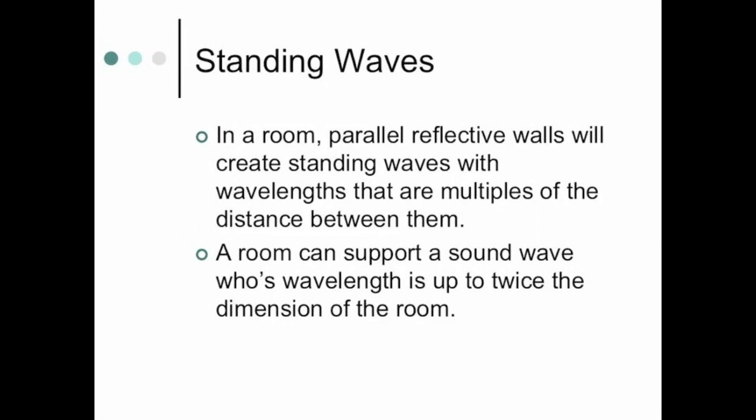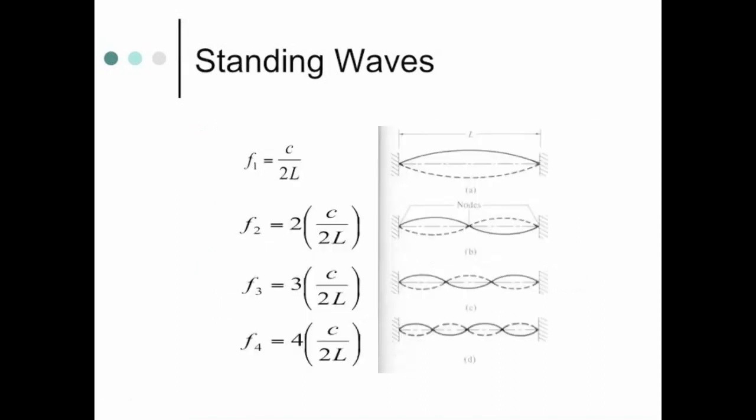So each room has specific frequencies that actually get promoted in the room because of the physical shape and size of the room, and certain frequencies that are diminished, because if this happened to be a half of a wavelength distance, then it would bounce off and bounce back, and it would start diminishing that particular frequency. So there's nodes and antinodes. The room can support a sound wave whose wavelength is up to twice the dimension of the room. An example of a standing wave is here. This is very similar to what happens in all rooms.